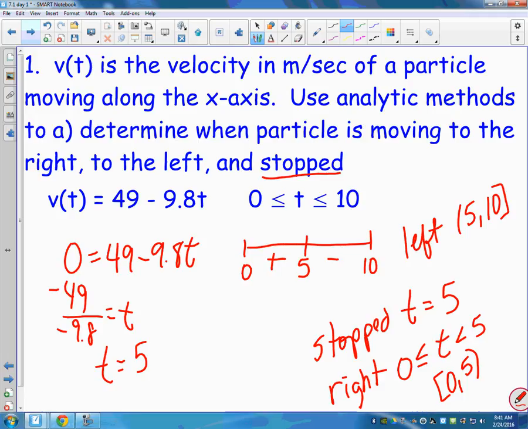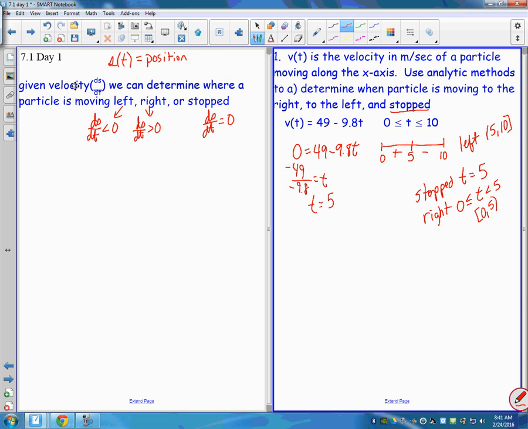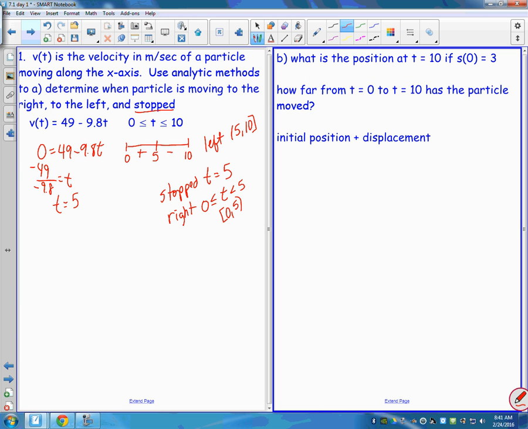So what if we talk about the position now, right? Part A is really just talking about max and min, the first derivative test, really. Think about this, okay? Part B says, what is the position at t equals 10 if f of 0 equals 3? And then they ask other questions here too.